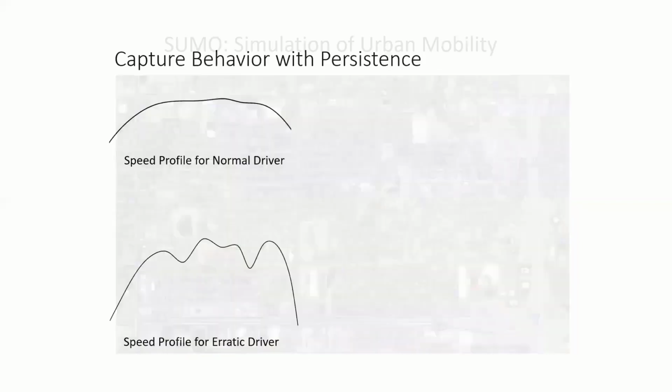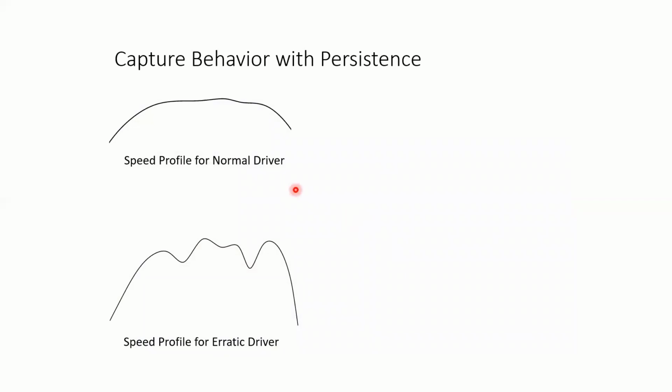There are two profiles that one can detect for drivers. A normal driver, if you look at the speed profile, is someone that accelerates and then stays at a constant speed, and then slows down. So it's someone that is driving conservatively. An erratic driver would be someone that accelerates pretty quickly, but then has to decelerate because they're going to perhaps avoid another vehicle, and then accelerates and decelerates again. So this is what an erratic driver looks like.